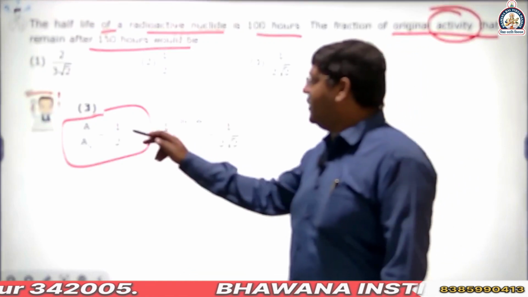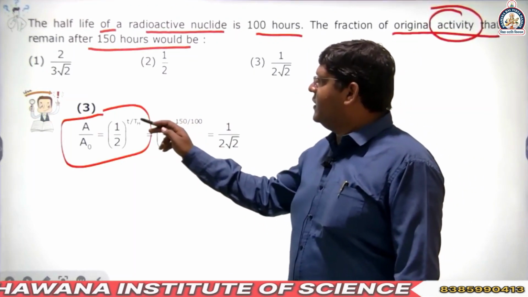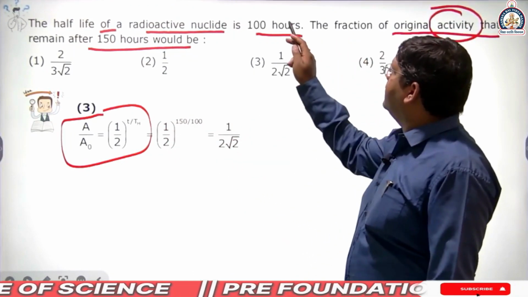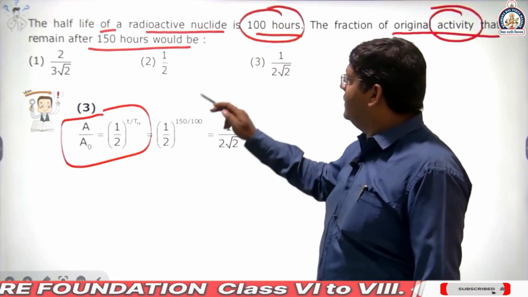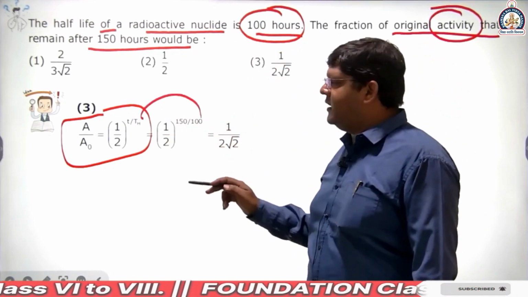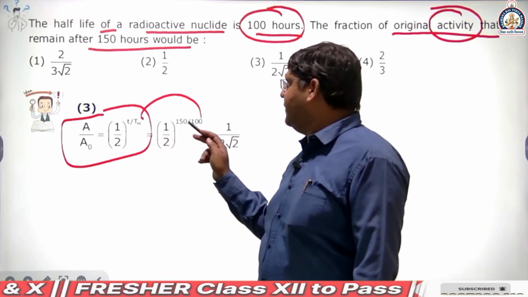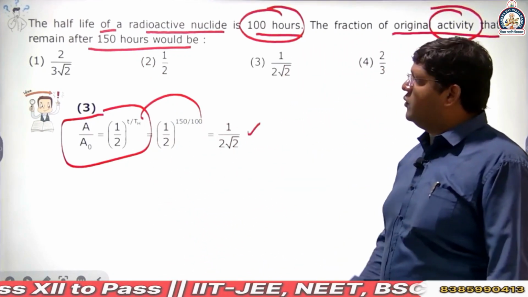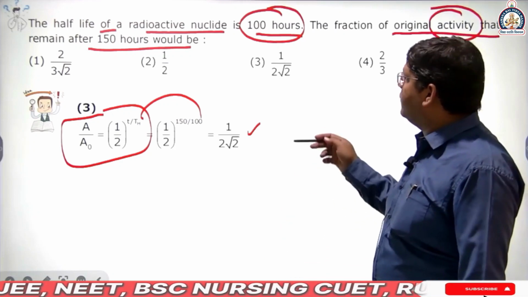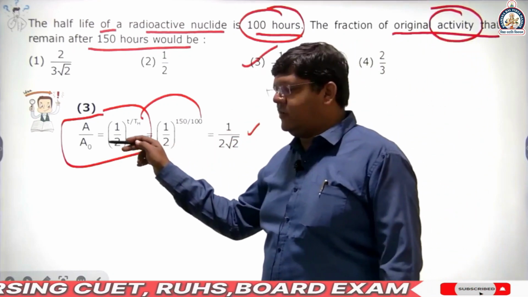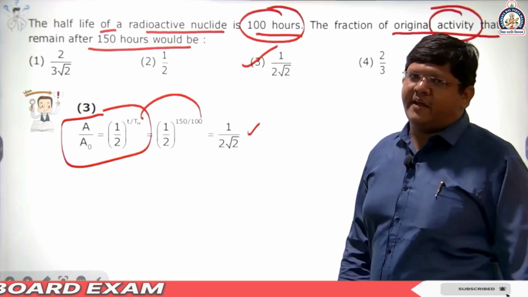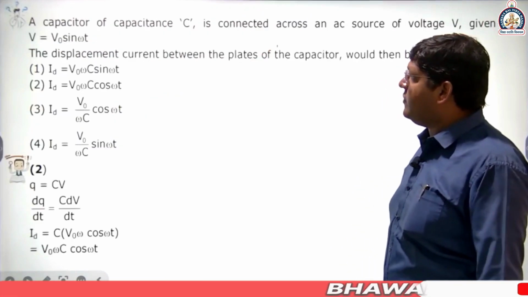Now putting the values: 1 by 2 is 1 by 2, T H is the half-life, 100 hours, so putting the value of T H as 100, and we have to calculate after 150 hours, so small t is 150. Solving, we get 1 upon 2 root 2. So this is our option number 3. This can be solved by simple application of the direct relation between activity and half-life.